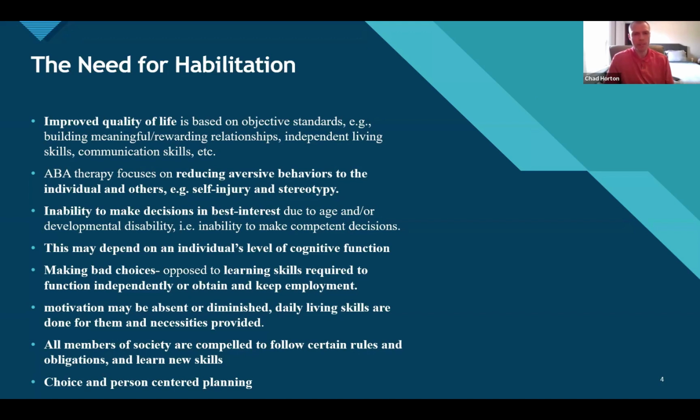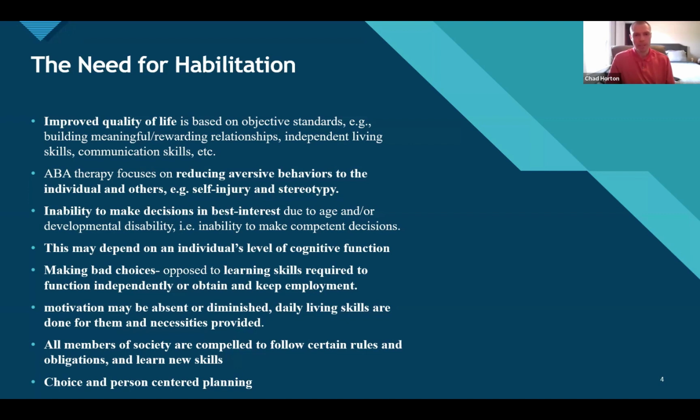These are based on universal objective standards that society would agree constitute a rewarding, a meaningful, or you might say socially significant life. So things like building meaningful, rewarding relationships, connecting with other people, independent living skills, communication skills, things like that. And then also in terms of ABA therapy, it's focused on reducing aversive behaviors, not only to the individual, but to others, and therefore society at large.